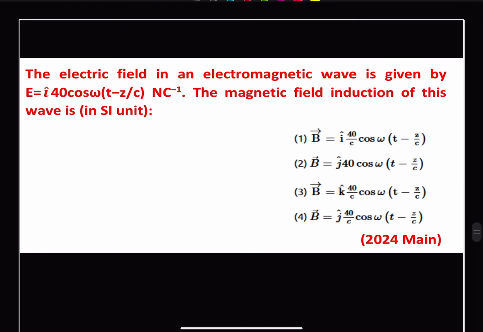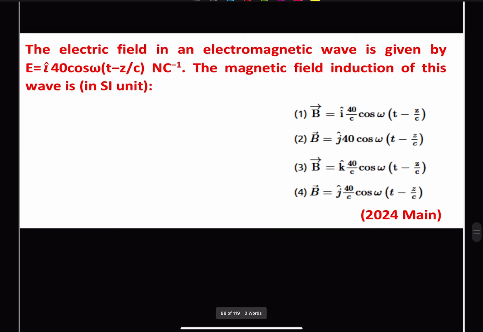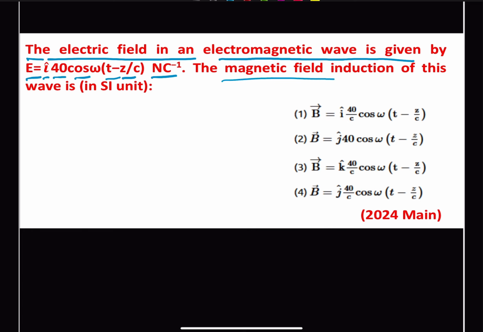It states that the electric field in an EM wave is given by E = i unit vector 40 cos omega multiplied by (t minus z upon c) Newton per coulomb. The magnetic field induction of this wave is. So we are given the standard equation.